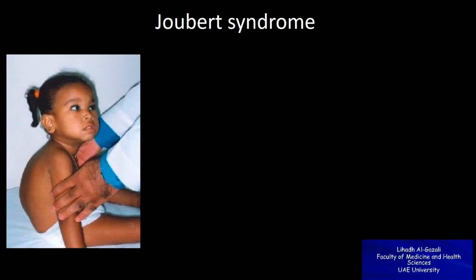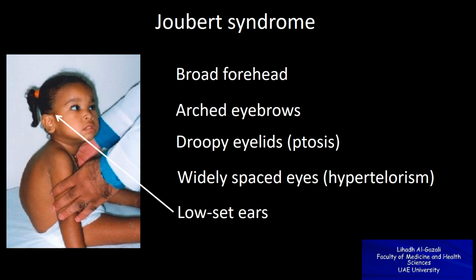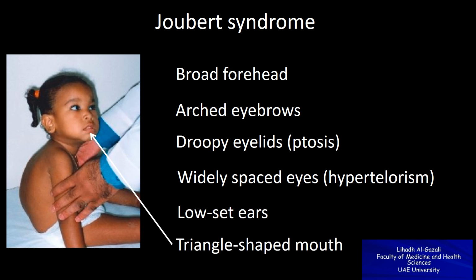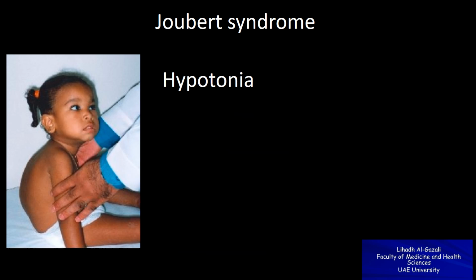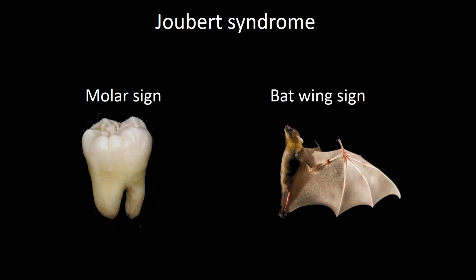Patients with Joubert syndrome have a broad forehead, arched eyebrows, droopy eyelids, which this patient does not have, widely spaced eyes, low-set ears, and a triangular-shaped mouth. In addition, patients with Joubert syndrome have hypotonia, hyperventilation, ataxia, abnormal extraocular movements, and mental retardation. Two MRI signs are pathognomonic of Joubert syndrome: the molar sign and the bat wing sign.